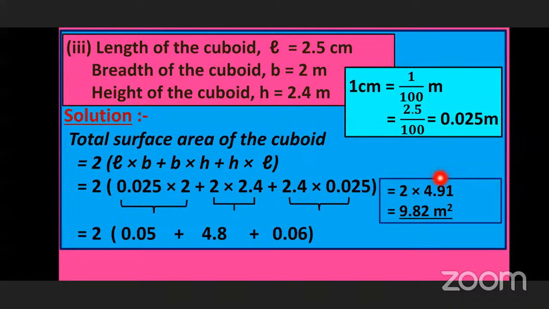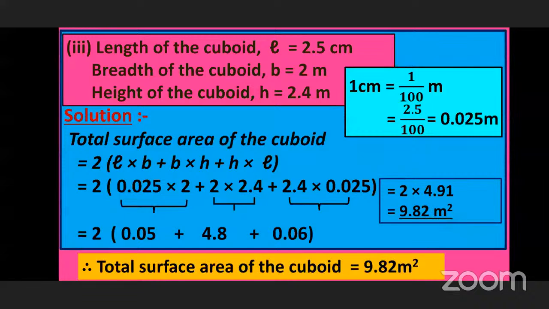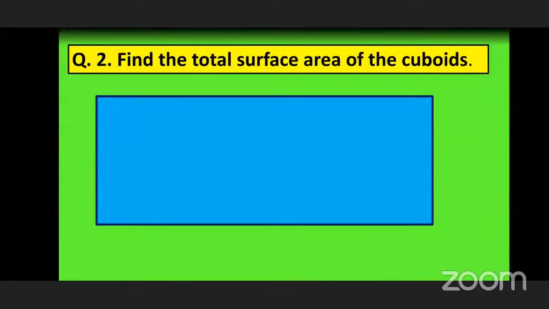So after multiplication, we will get the answer 9.82 square meter. Okay. So the unit mentioned in the question is meter, as we have converted this length also in meter. So the unit is meter. Therefore, the total surface area of the cuboid with length 2.5 centimeter, breadth 2 meter, height 2.4 meter is 9.82 meter square.